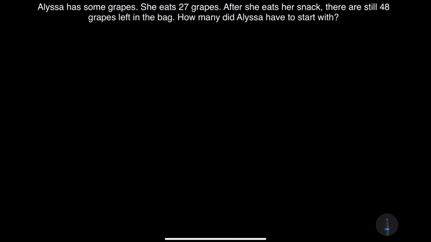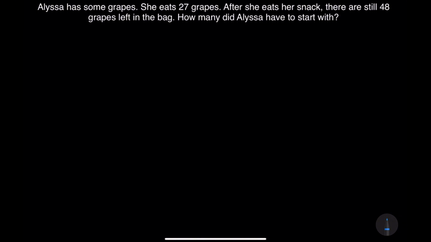Okay, this problem says Alyssa has some grapes. She eats 27 grapes. After she eats her snack, there are still 48 grapes left in the bag. How many did Alyssa have to start with?